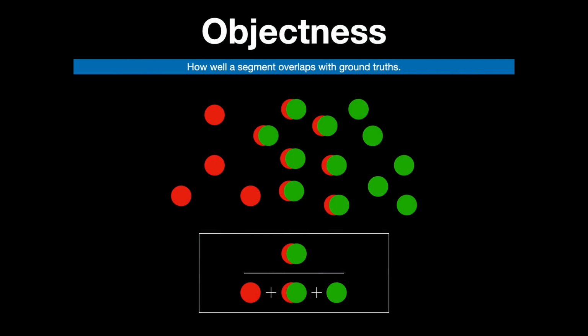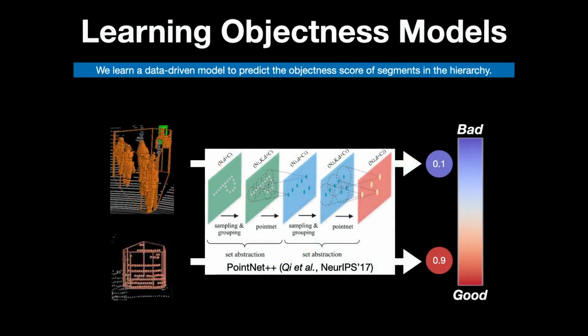First, we need to define the ground truth objectness. The red dots represent the segment, and the green dots represent the ground truth. So objectness is essentially defined based on the intersection over union between the segment and the ground truth. Now, given the segments and ground truth segmentation, we can have ground truth objectness for each of the segments, and then we can go ahead and train the PointNet to output an objectness score for each given segment.